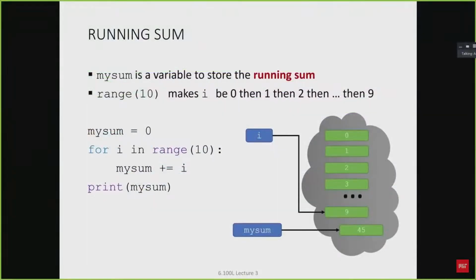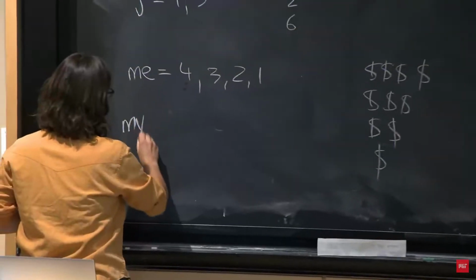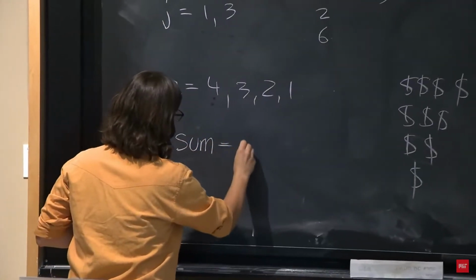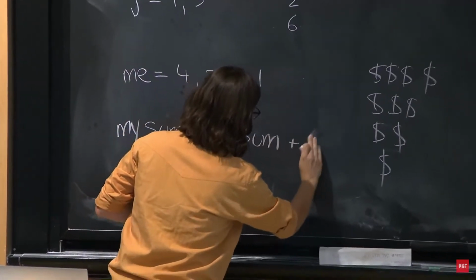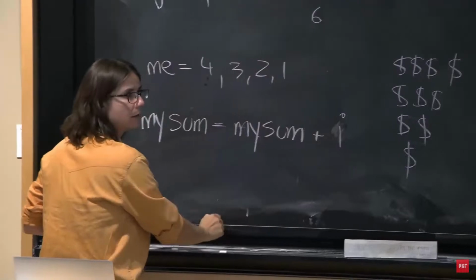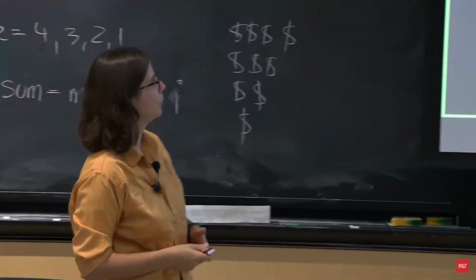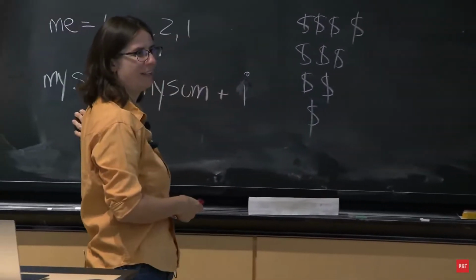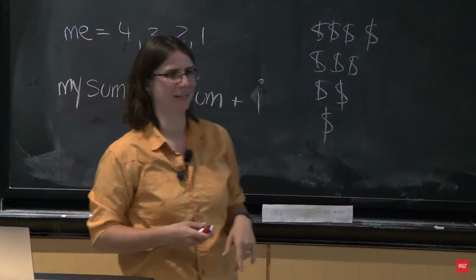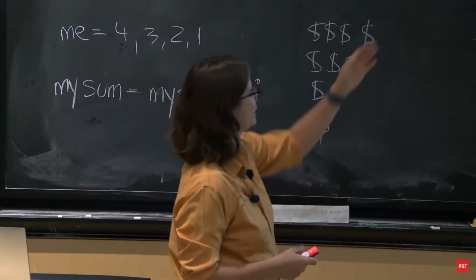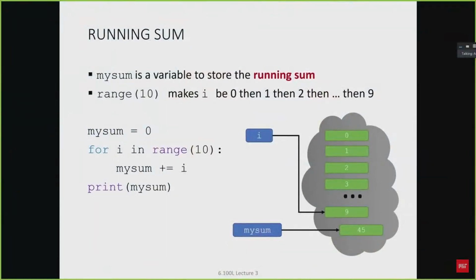The plus equals, what does it mean? Oh, it just means my sum equals my sum plus i. It's just shorthand notation because most of your variable names might be really long and it's really annoying to retype them. That's generally why that shorthand notation exists. But it basically means take whatever my sum is and add i to it, and save it back into the variable my sum.